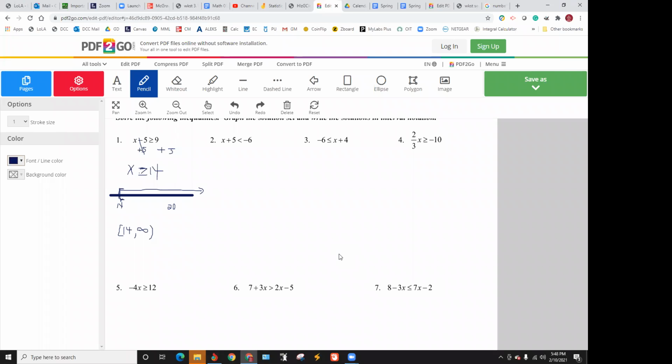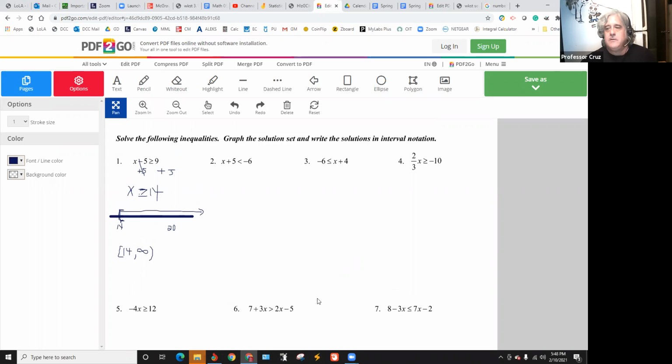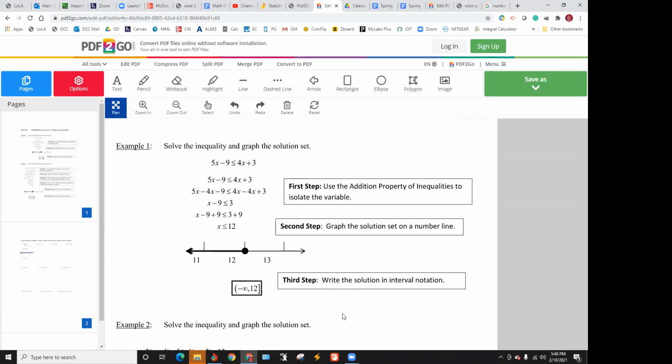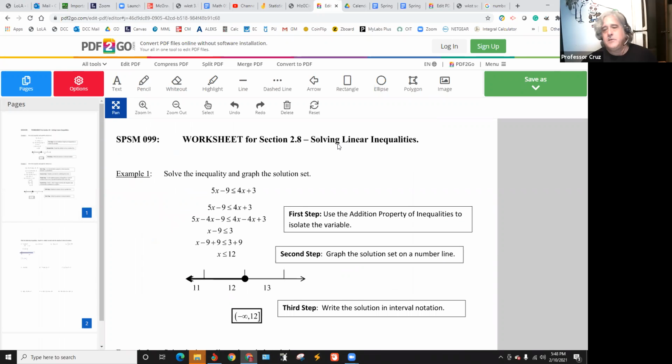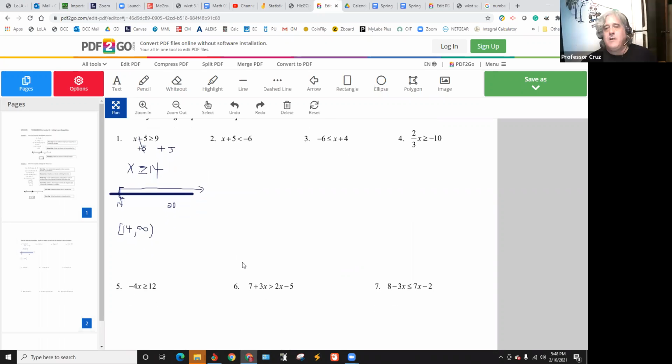Mr. Cruz, I'm sorry, what's the name of this lesson again? The name of the chapter? It's called solving inequalities. Solving inequalities. Thank you. Solving linear inequalities. That's the formal name, solving linear inequalities. Thank you.